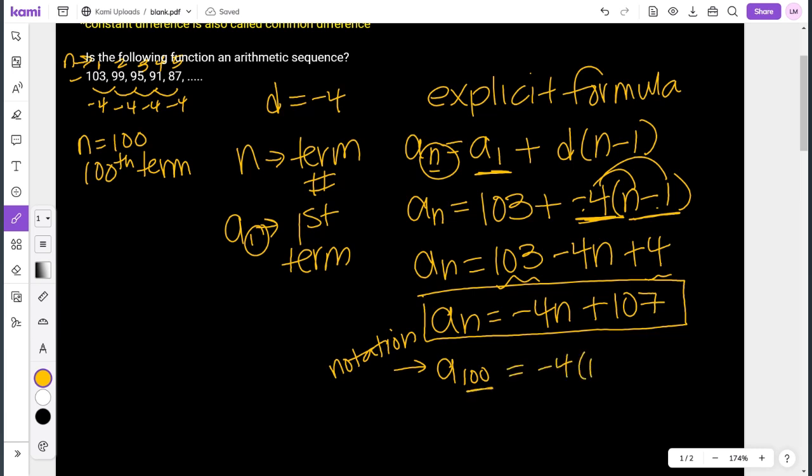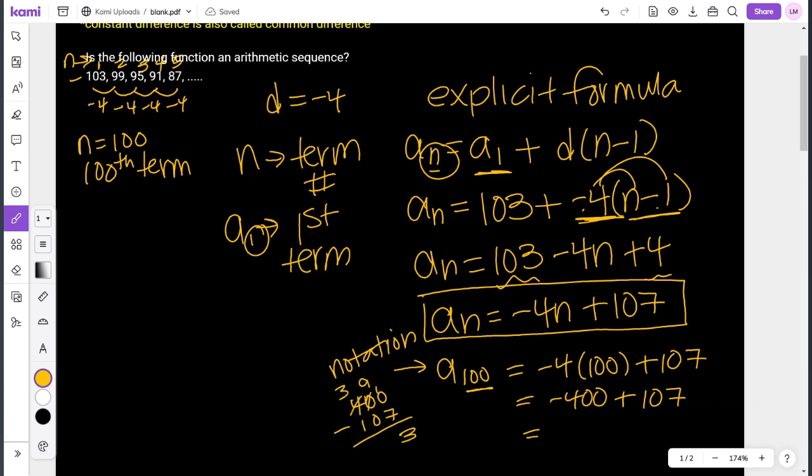So -4 times 100 plus 107. So -400 plus 107. Since these guys are opposite signs we're subtracting, you're probably going to throw it on your calculator. So 400 minus 107.